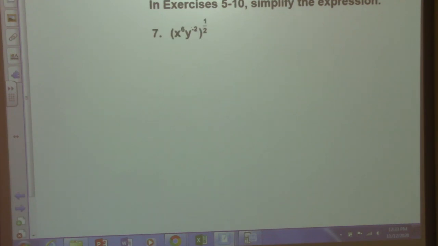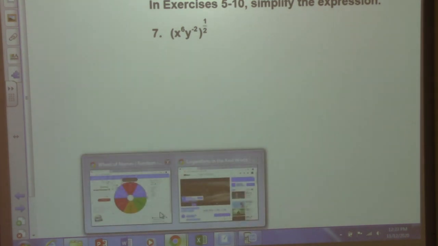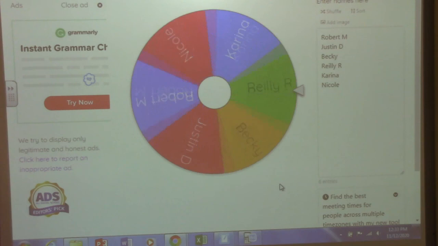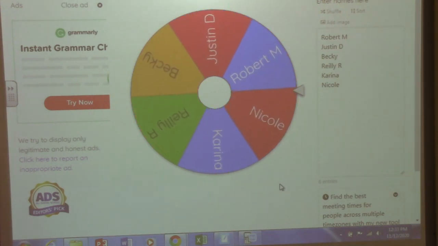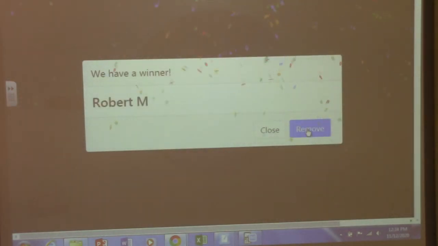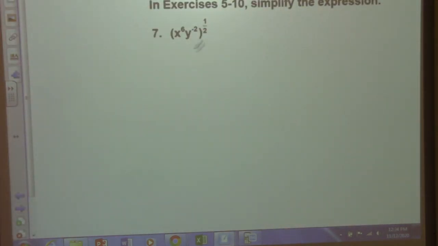Okay, next, I'll choose somebody for this one too. Okay, Robert, looks like it's you, the lucky one. Robert, what do we get for this one? No idea. It'll be power of a power. So distribute this 1/2 to these powers here. Equals x to the, what's 1/2 of 6? 3. Third power. Times y, what's 1/2 of -2? -1. And that's going to be equal to x cubed divided by y. Okay, does that make sense?